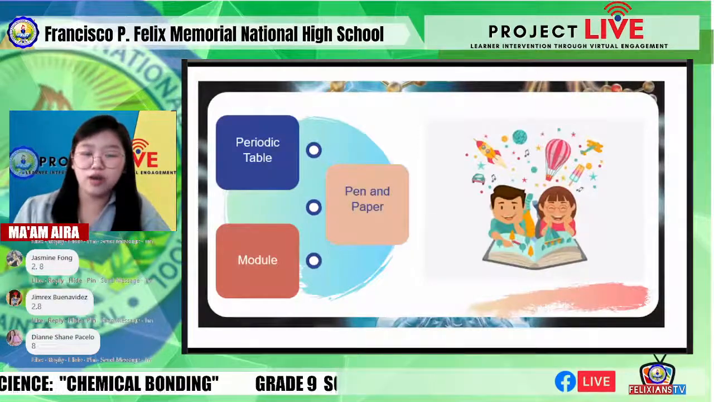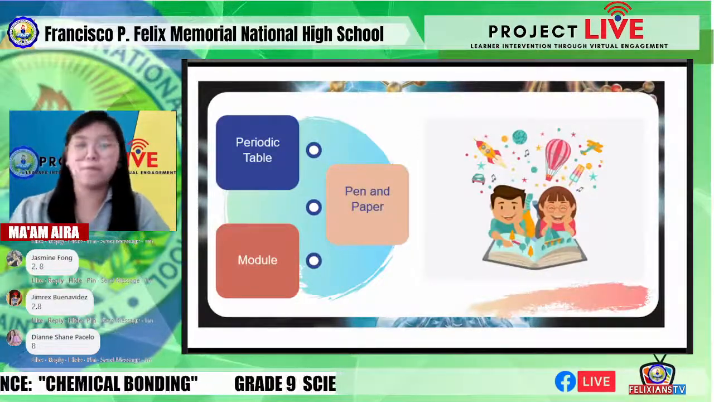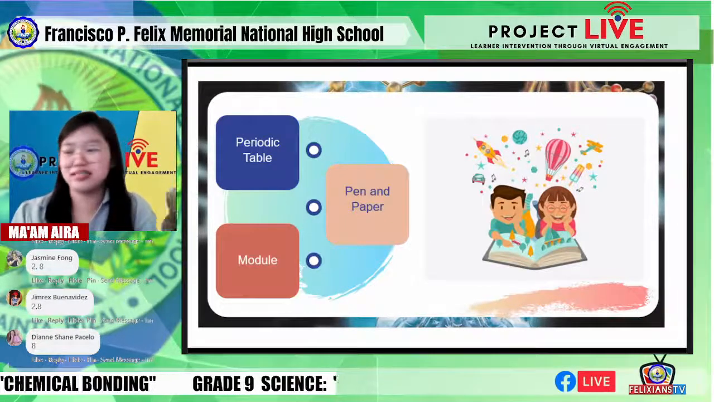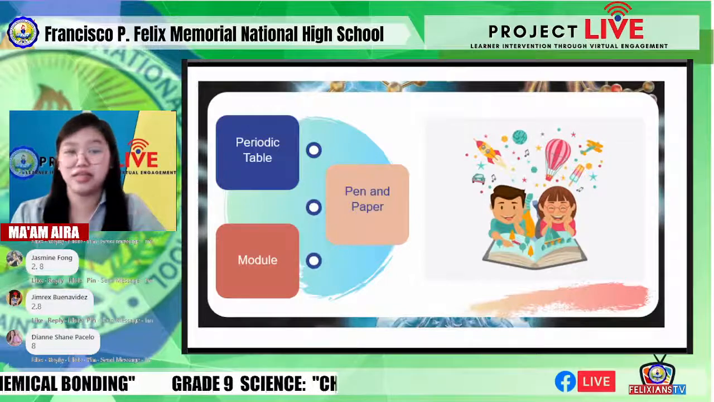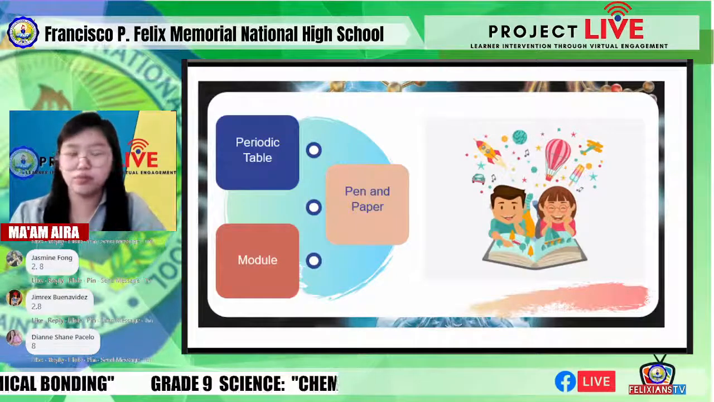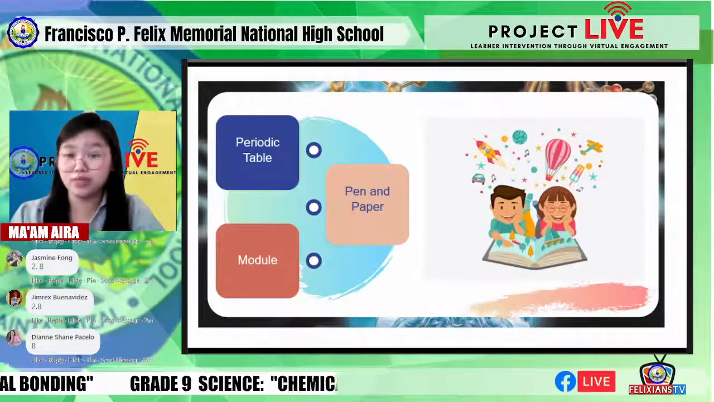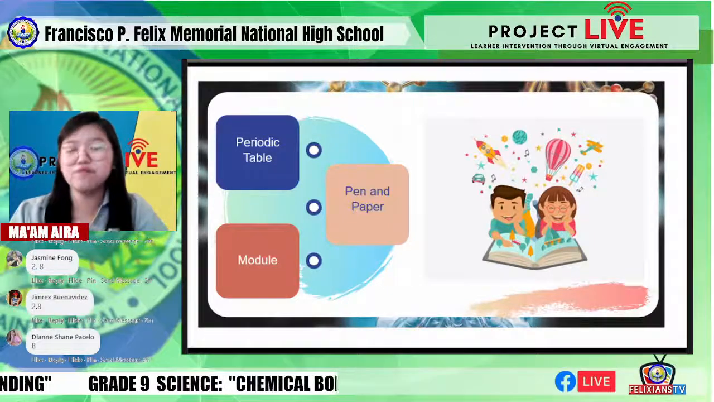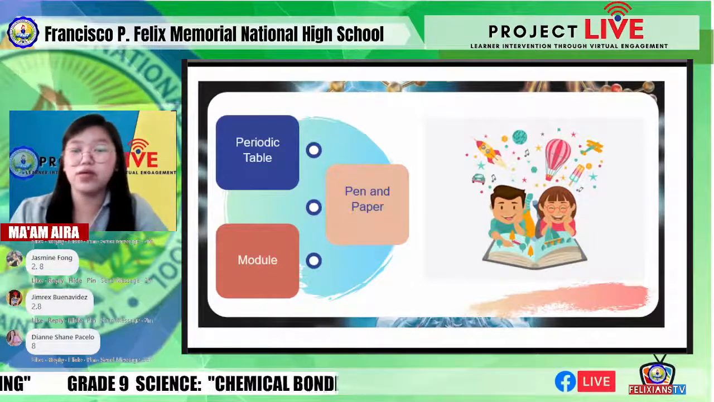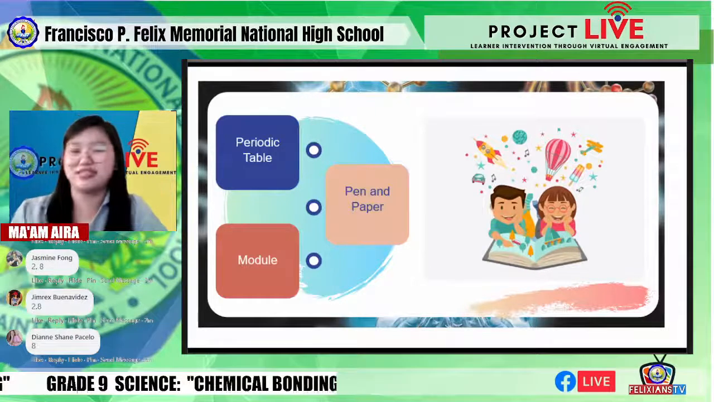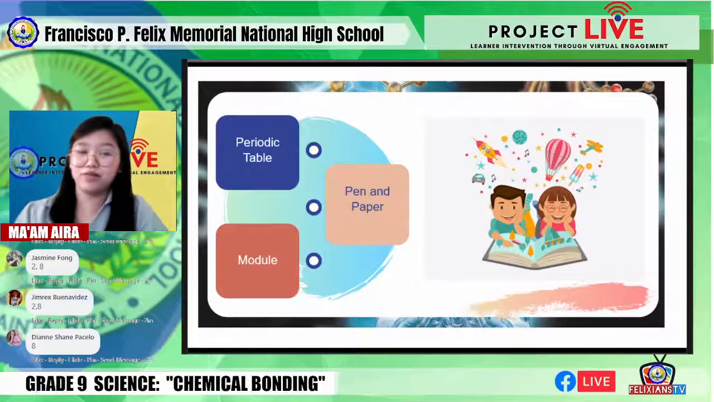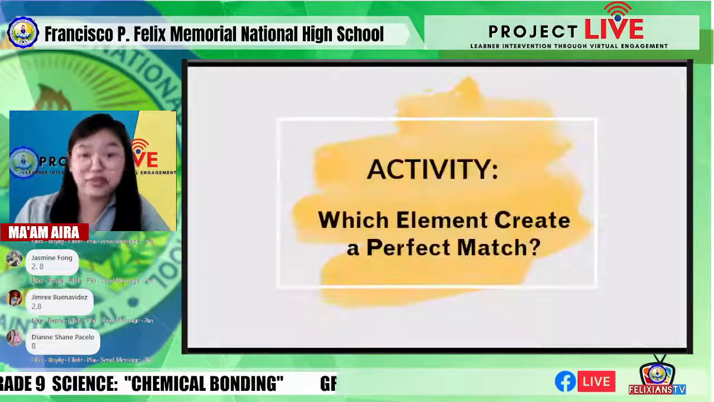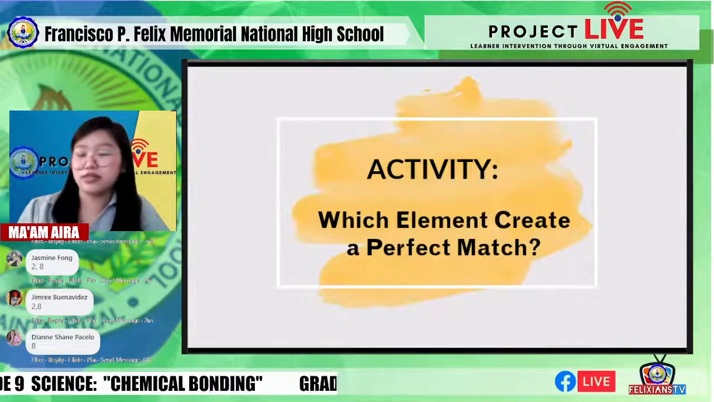So this is your task. You have to have with you these three essential things: your periodic table, because we'll be using this all throughout the lesson, a copy of your module for reference, and of course, pen and paper to take down notes. Okay, so I guess you have with you these three essential things. Then, let's proceed with our first activity.